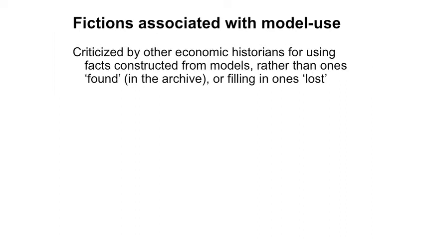Now, it's not quite clear where the facts stop and where the fictions begin in this account, because so far it seems like it's all very factual. But it was criticized by the economic historians for using facts constructed from models rather than ones that were found in the archive, or that could in principle have been found in the archive and have got lost, or maybe ones where you could interpolate in between. In other words, there's a fundamental difference in this argument between the ones that could have been there and the ones that never were. And where, indeed, were these models? Actually, rereading it, it's pretty hard to see them. They kind of slide in there somewhere.